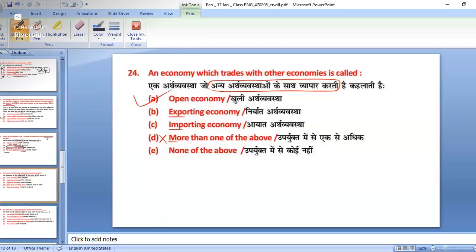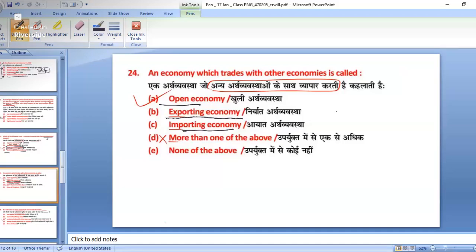The next question: an economy which trades with other economies is called what? If they are doing trade, we call it an open economy. Which type of economy is not known as what? Exporting or importing economy.